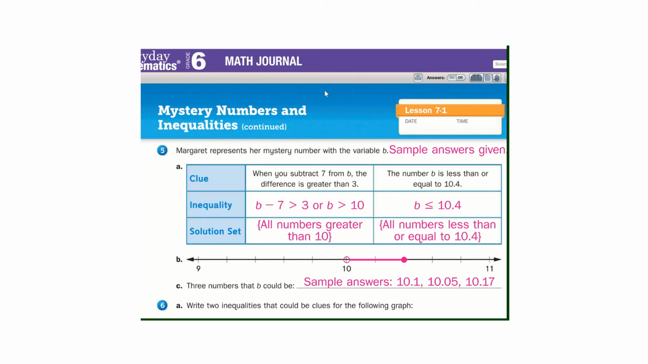Okay, if you add 7 to both sides, B is greater than 10. Solution set, all numbers greater than 10. The second clue, B is less than or equal to 10.4. All numbers less than or equal to 10.4. Look at how the letter B number line should be drawn. Open circle, closed circle. Three numbers it could be: 10.1, 10.05, 10.2, 10.3. All those would work.